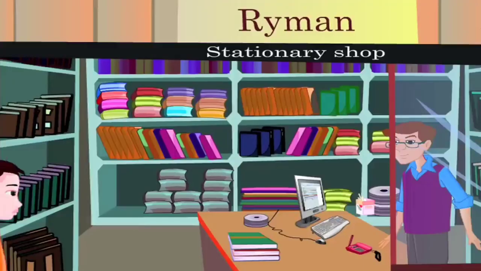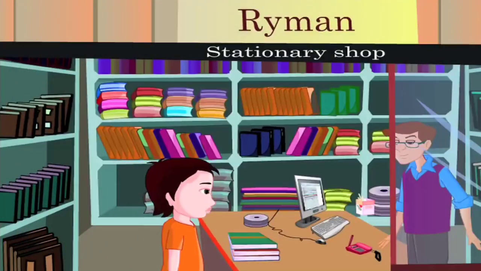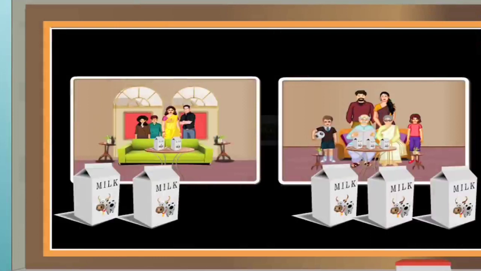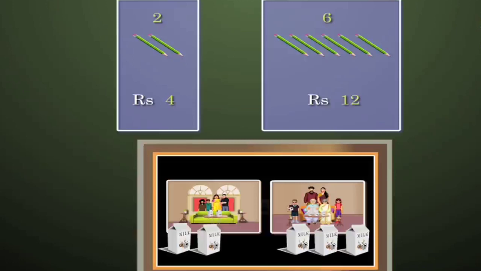Let us consider a different situation. Sunil goes to the stationery shop to buy 2 pencils. The 2 pencils cost him rupees 4. Next week, Sunil goes to the stationery shop to buy 6 pencils. The 6 pencils cost him rupees 12. In the first situation, when number of family members increases, the consumption of milk increases. In the second situation, when the number of pencils bought were more, the total cost increases. These are the different situations we come across in our day-to-day life.